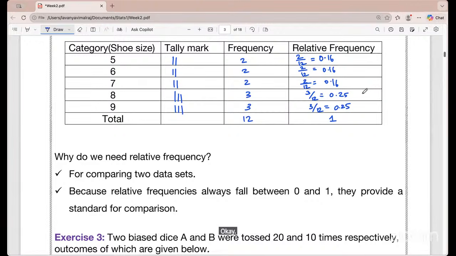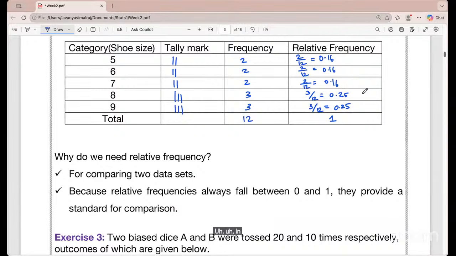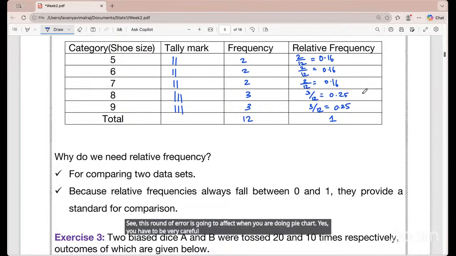Ma'am, I've got a question. In the module, you will learn something about round-off error. Is it the same thing? See, this round-off error is going to affect you when you are doing a pie chart. You have to be very careful when you are doing the pie chart, because this relative frequency is what you are going to use for the pie chart as well.